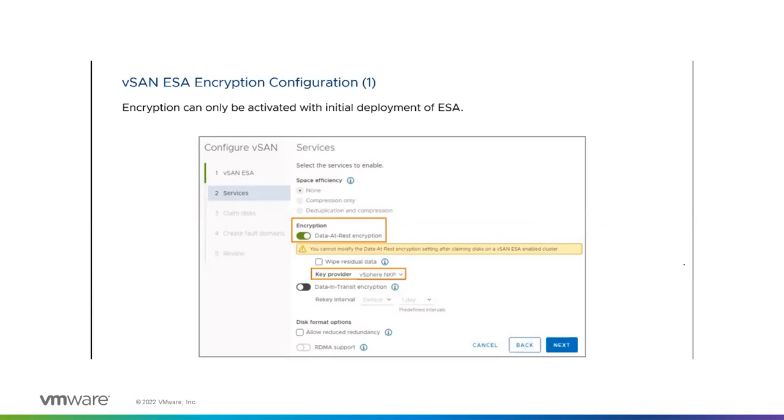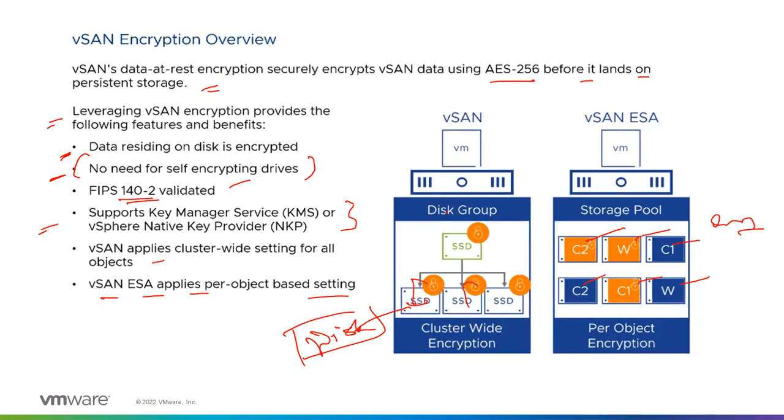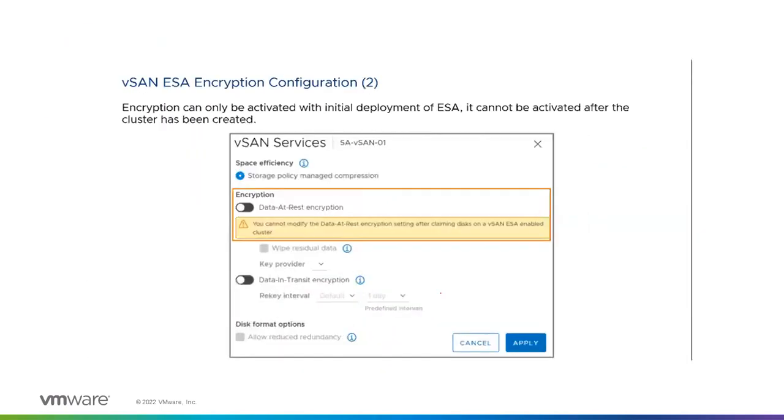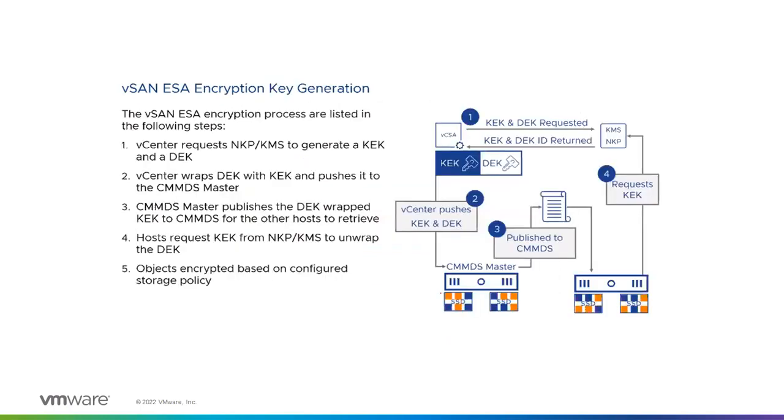From an enabling perspective, it's a simple way: we have to enable data at rest encryption. The key provider could be my native key provider or an external KMS that is supported. Enabling the feature and KMS supportability are almost the same, but it is a little more granular at the component and object level. So it is just applied per object instead of the entire disk as it was in OSA, right? So the same way you have to enable the encryption functionality.